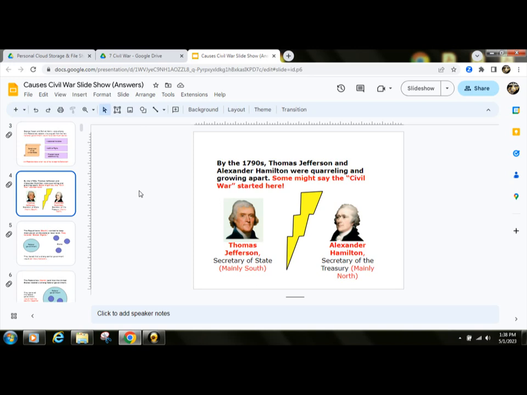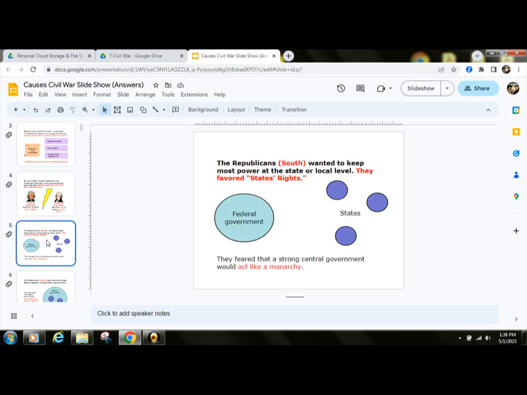By the 1790s, after the Constitution was ratified, Thomas Jefferson and Alexander Hamilton were quarreling and growing apart. Some might say the Civil War started here. Jefferson was in George Washington's administration as the Secretary of State. He was the first political founder of the Democratic Republican Party, which was mainly in the South. Hamilton was the political party founder of the Federalists, who were mostly in the North. So you can see this North-South divide start here, and this is over the Constitution.